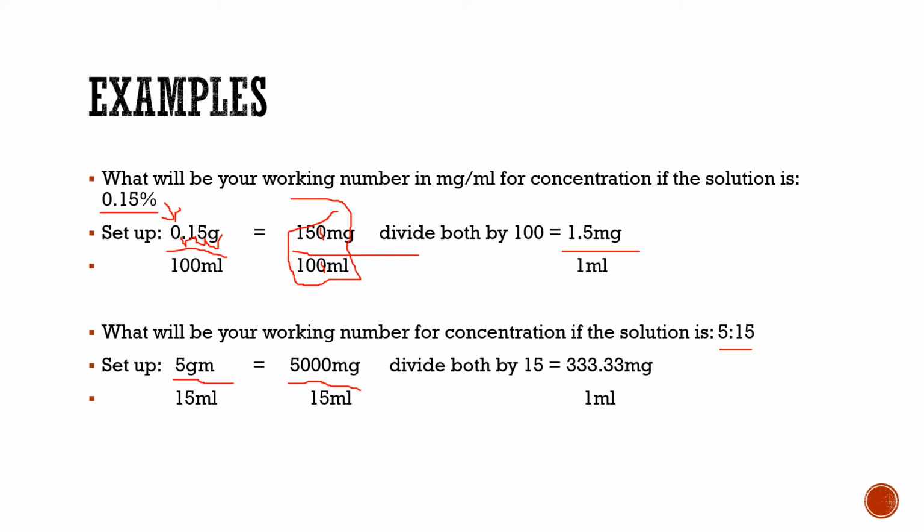Now we need to get our working number. Basically, we'd like to get it down to 1 mil. So we have to divide both the top and the bottom by 15. Obviously 15 divided by 15 gives us the 1 mil. If we take 5,000 and divide it by 15, you're going to get 333.333, which keeps repeating, milligrams. So that is your working number. For a 5 to 15 solution, the concentration you have equals out to 333.33 milligrams per mil.